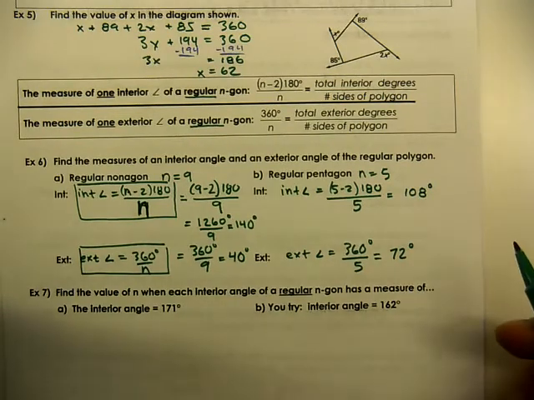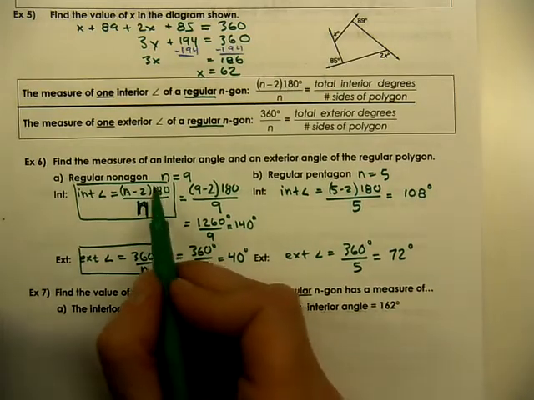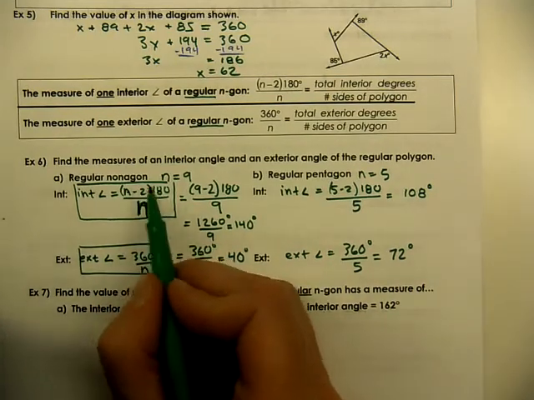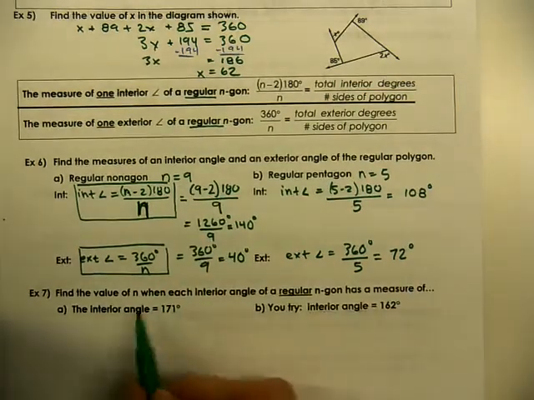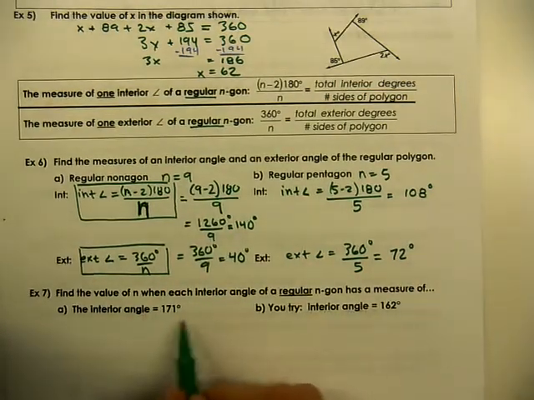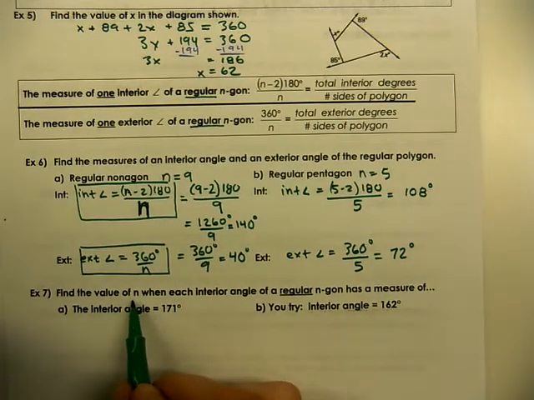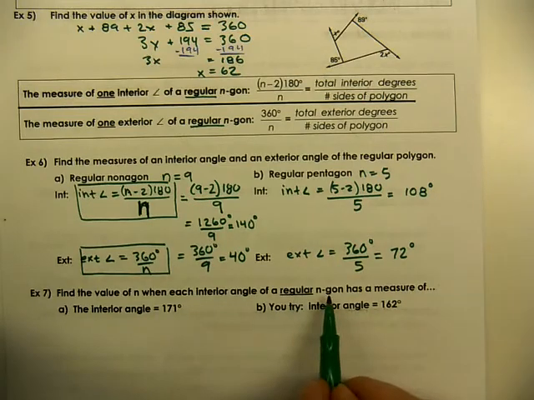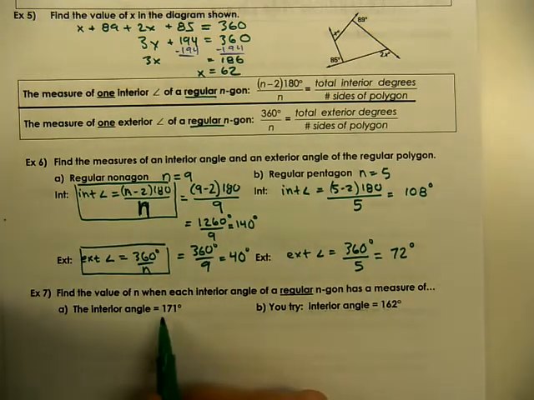Again, anytime we have a formula, we like to try to work it forwards and backwards. So now that we have used this knowing the number of sides, now we're going to reverse the process. What if we don't know the number of sides? That's what we'll see here in example 7. Here it says find the value of n. So how many sides does it take for our regular polygon to have an interior angle measure of 171 degrees?